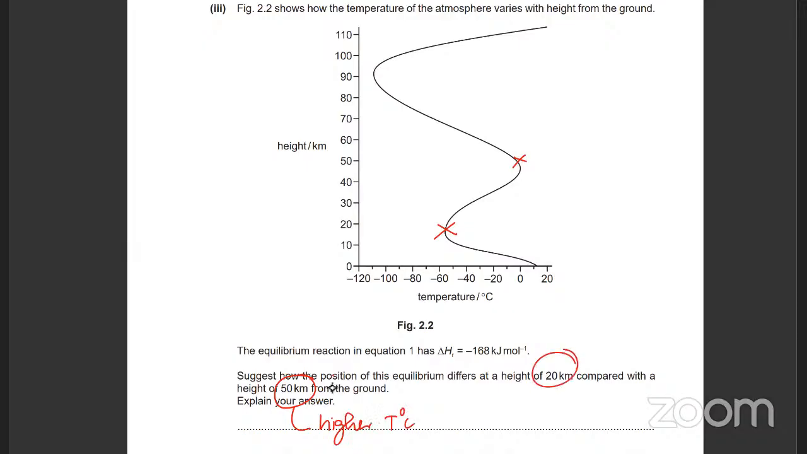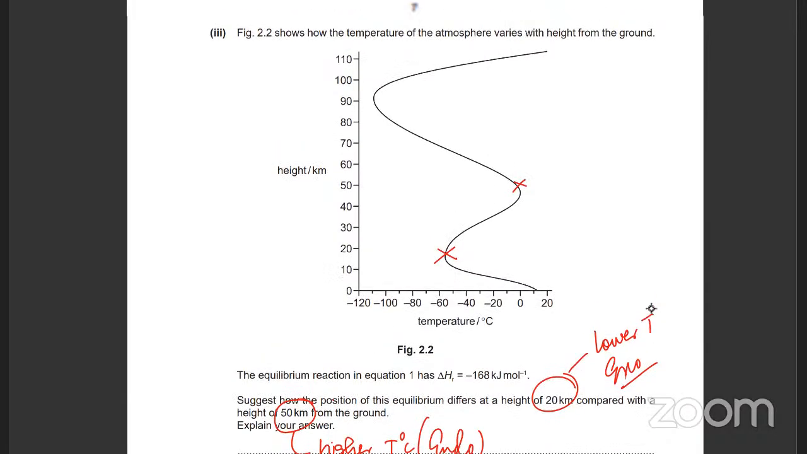And at 20, you have a lower temperature. Is this clear? Yes, sir. So all you have to do now is look at the reaction. Where would the equilibrium shift? Lower temperature, which reaction is favored, exo or endo? Exo. Okay, that's going to be exo, and higher temperature, it's going to favor the endo.